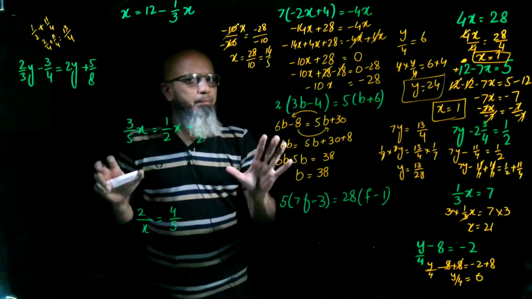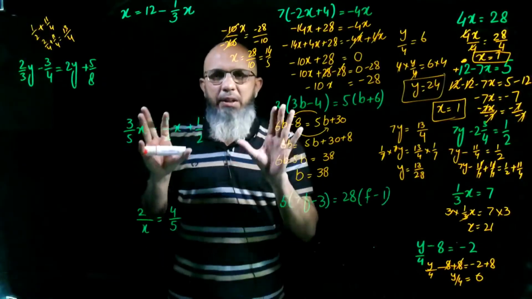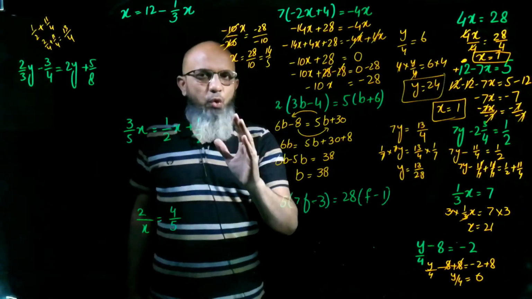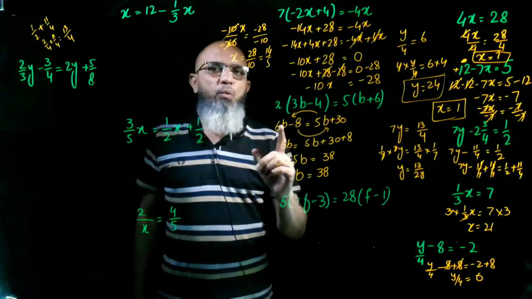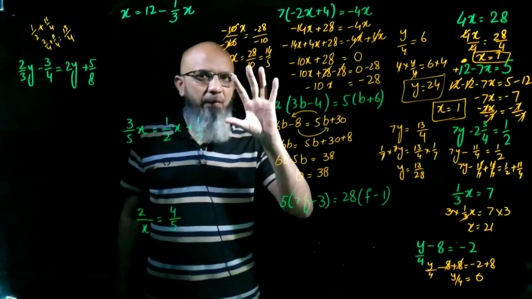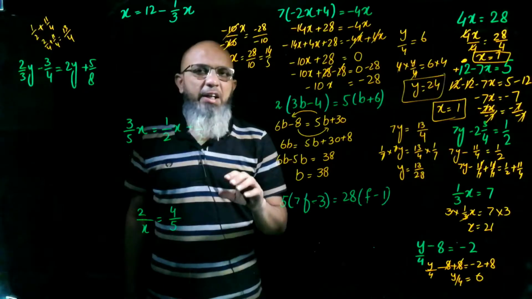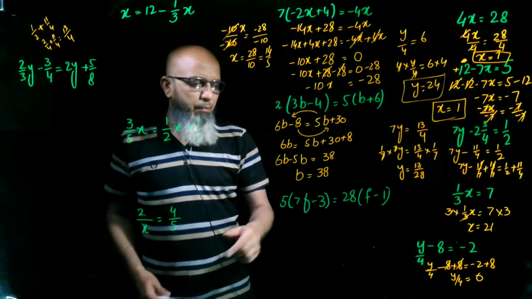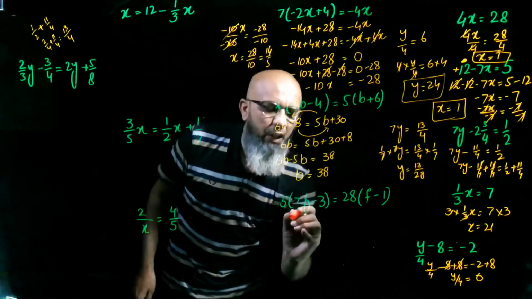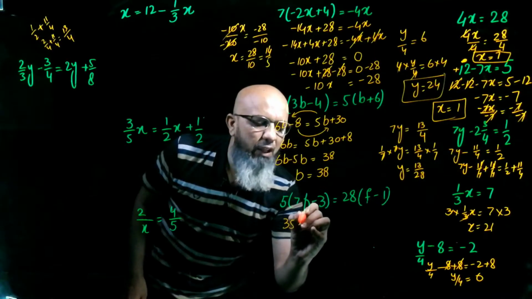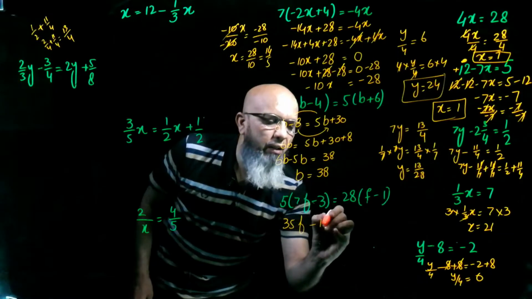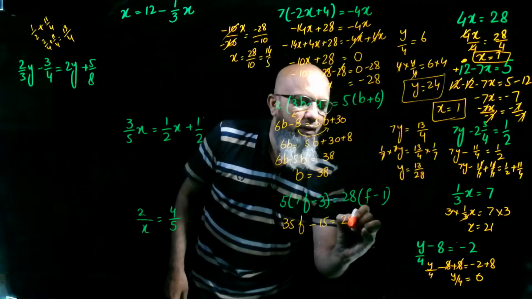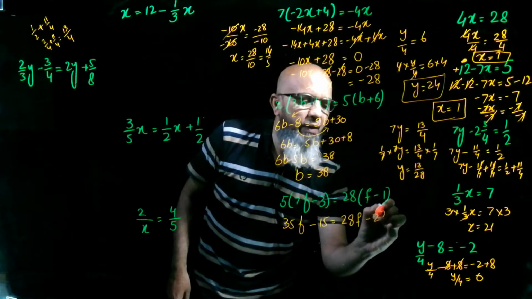So quite easy. The same thing we did, but as you have now practiced these questions, you know that if we move a variable to the other side, we change the sign, and if something is divided on one side, it comes multiplied on the other side. So look here, the same question we will do. 7 5s are 35. First we will open the bracket. 35f minus 5 3s are 15, that is equal to 28f minus 28 ones are 28.